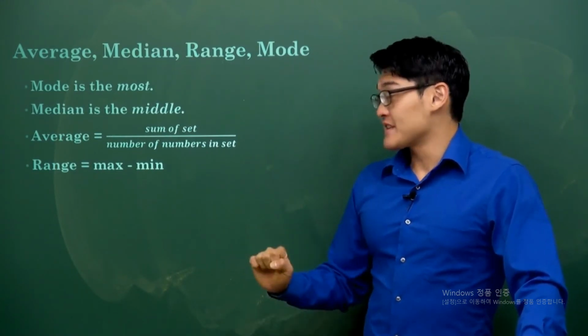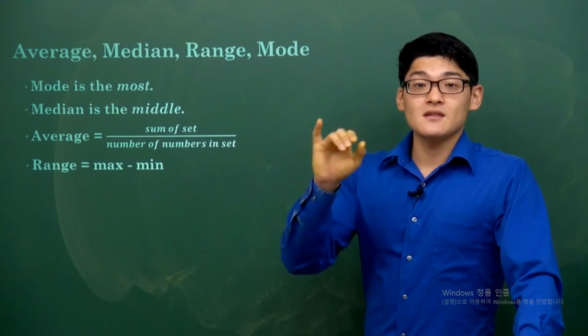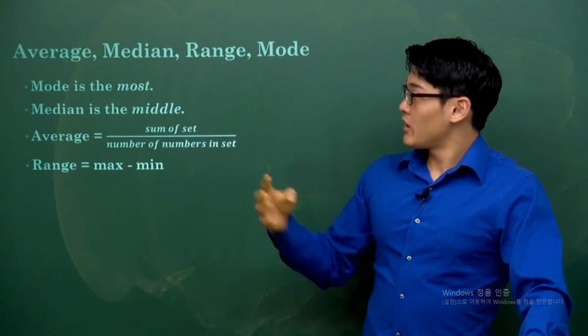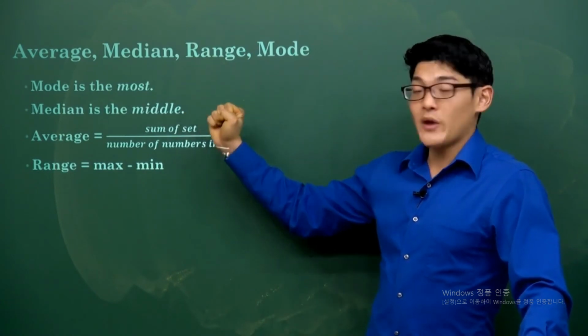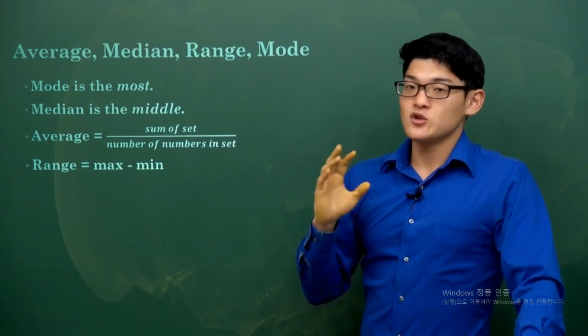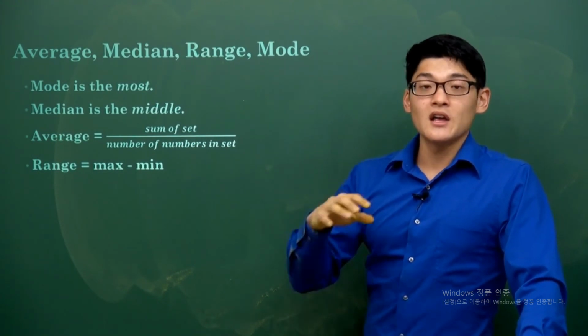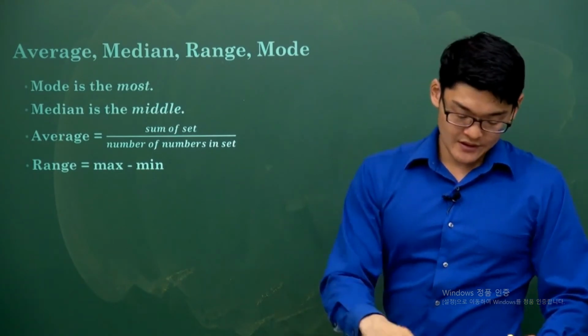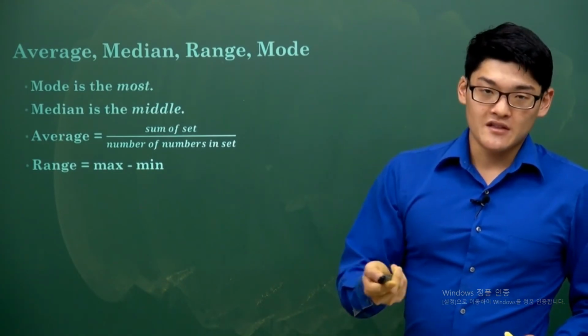So anyway, that is the average, and the range is the difference between the min and max. So that's what these four vocab terms or math terms mean. So you should memorize this. If you don't have this memorized yet, please memorize this. You need to know it and be able to calculate them.